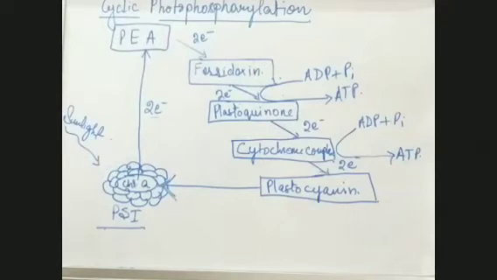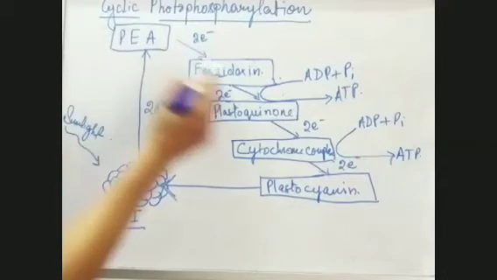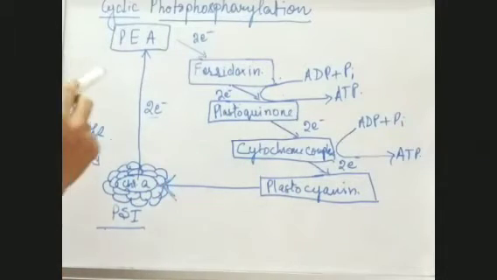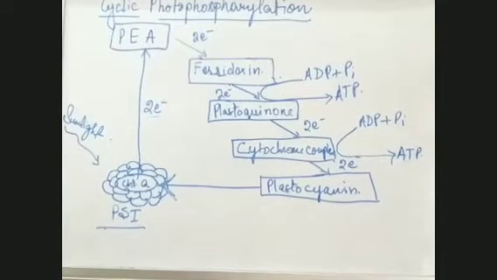Okay, so this way what happens, if you see the picture, it is going in a cyclic manner. Because the electron is moving in a cyclic manner, this photophosphorylation is also known as cyclic photophosphorylation. Here, no NADPH is produced, just ATP is produced at two steps. One is at the ferredoxin step, another is at the cytochrome complex.